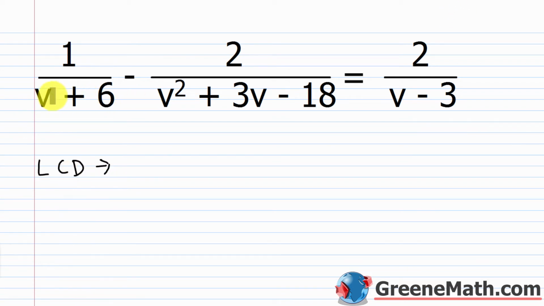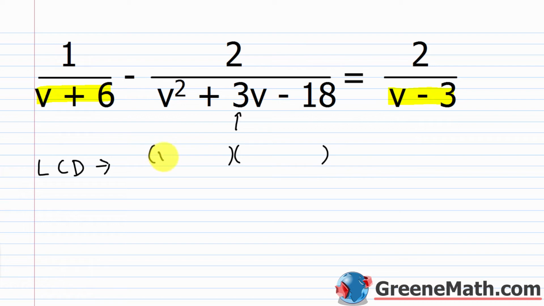Well, for this denominator, I have v plus 6. For this one, I have v minus 3. It's pretty straightforward. For this one, I need to factor it to see what's going on. Now, when you first start getting these problems, particularly in Algebra 1, you're going to be able to guess that one of these, at least, is going to be a factor of this.